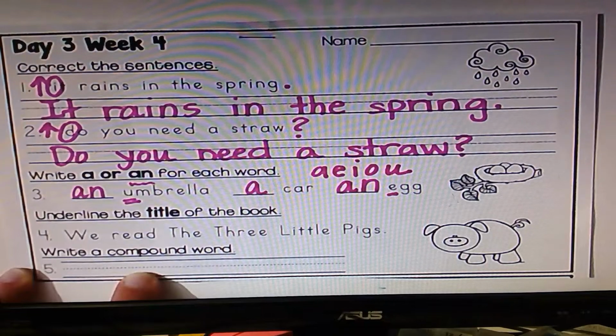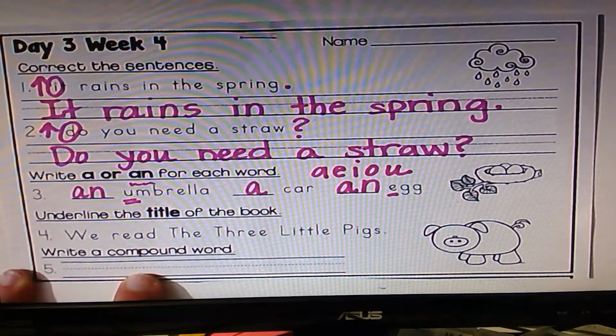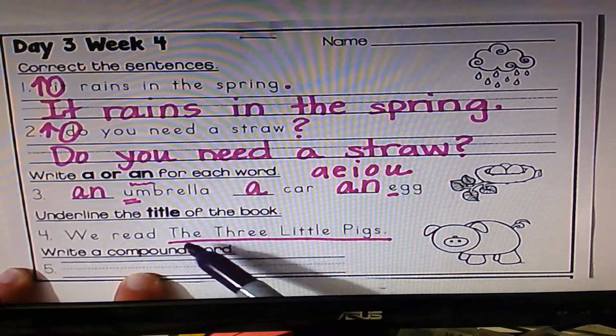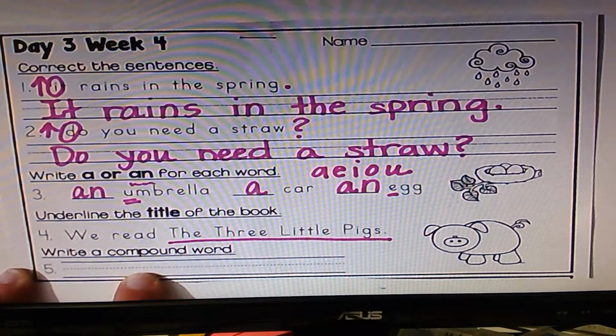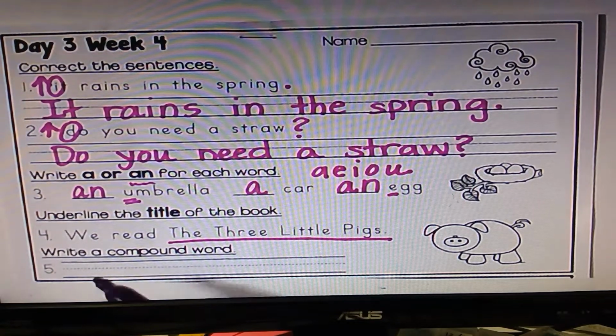Okay. All right. Underline the title of the book. We read The Three Little Pigs. What is the title of the book? It's The Three Little Pigs. Okay, and each letter of the title is capitalized there, which helps give you a clue as to what the title is. And then this is a review from last week.